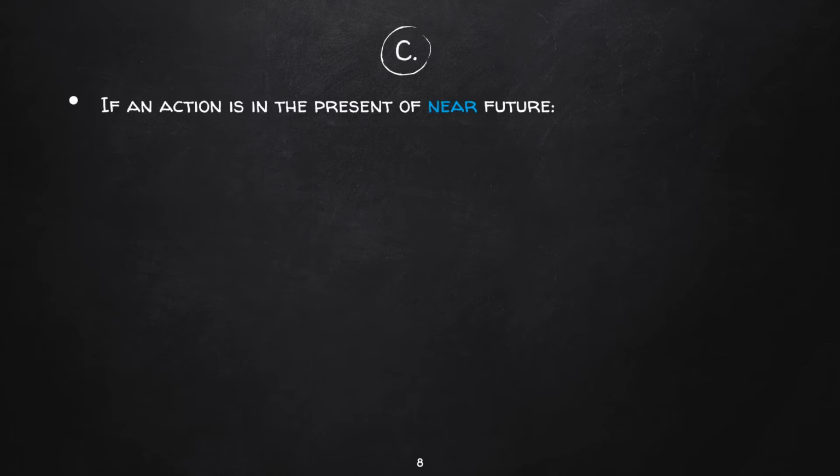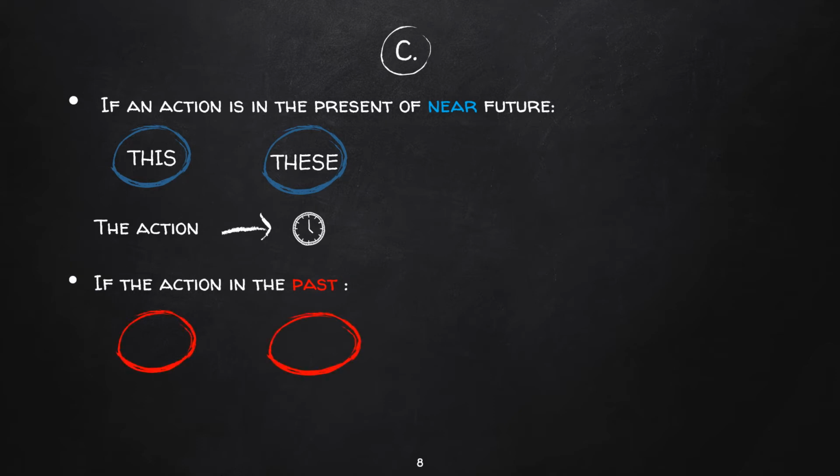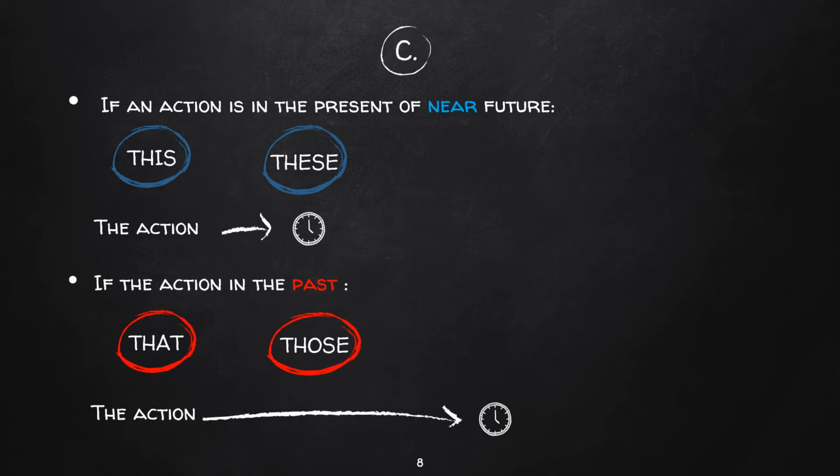If an action is in the present or near future, we use this and these because the action is near to us in time. But if the action is in the past, we use that and those because we consider the action is far from us in time.